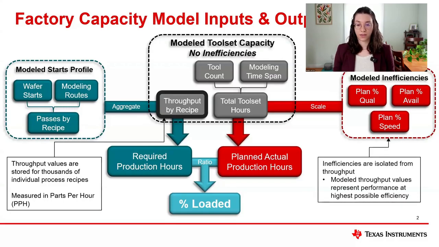I also want to point out that the inefficiencies are completely isolated from that throughput. So when we're thinking about throughput values for the model, we want to try to capture values that are representative of the highest possible performance that that recipe can maintain. So modeling it without any inefficiencies.